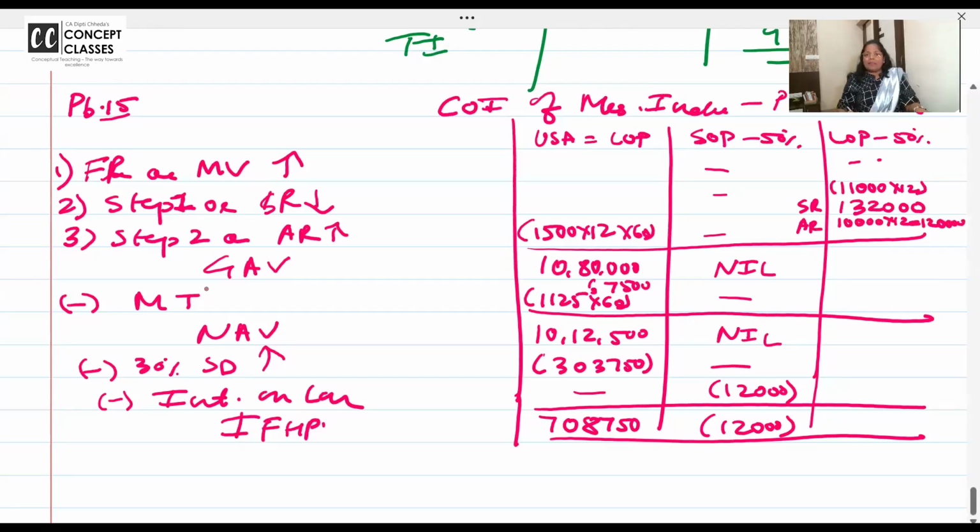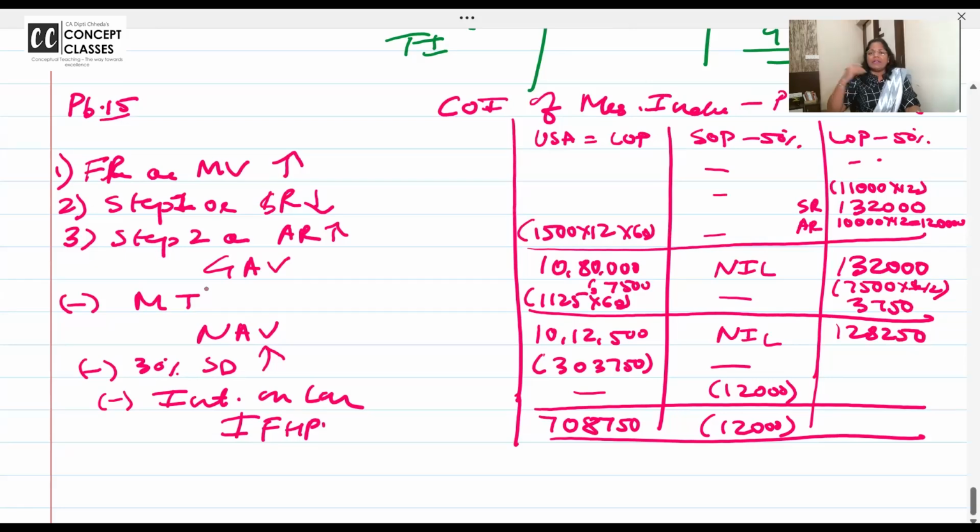So what is the step 3 answer? Standard rent or actual rent, whichever is higher. So standard rent is higher. We will take standard rent as GAV. Anyone having any doubt, then ask. Municipal tax for the whole house is paid 7,500. Half we will allow, 3,750. So you are getting 1,28,250 in your calculator.